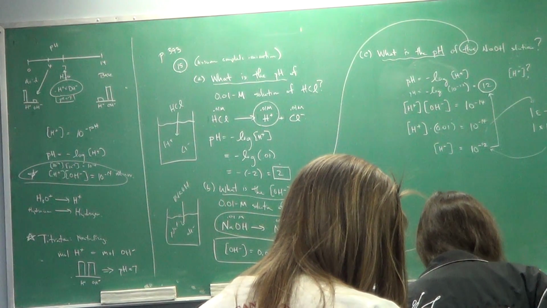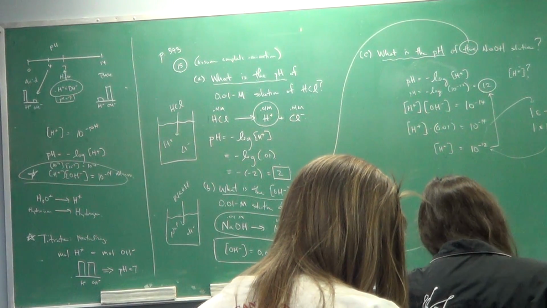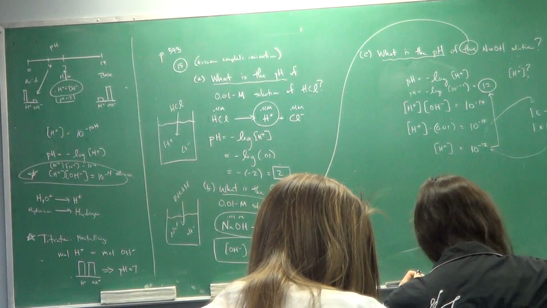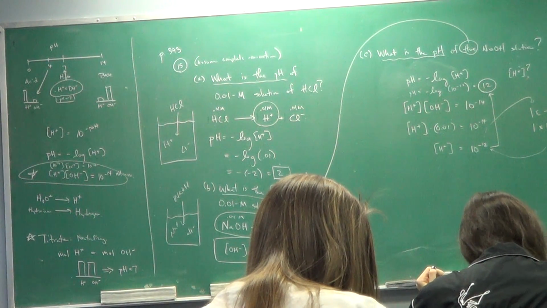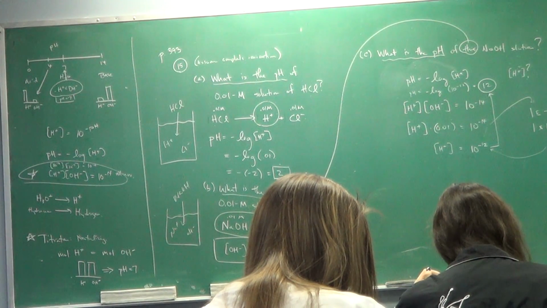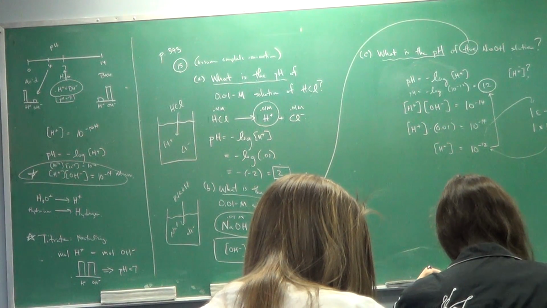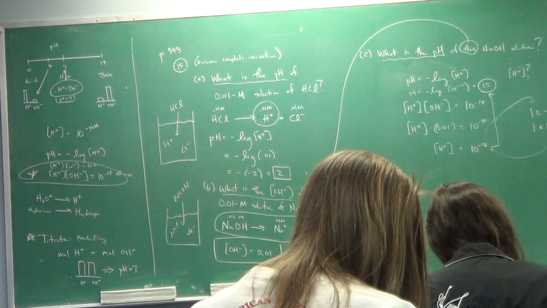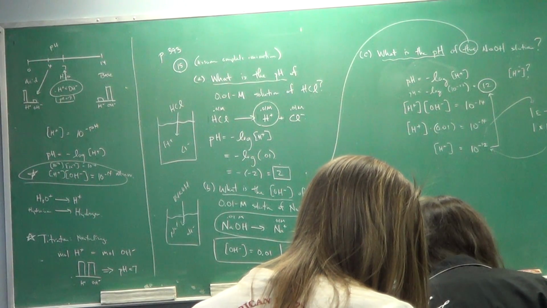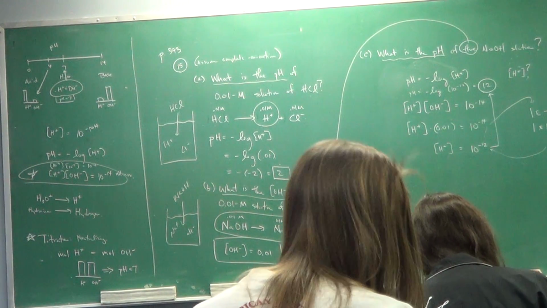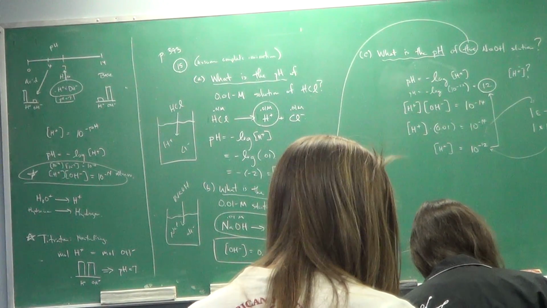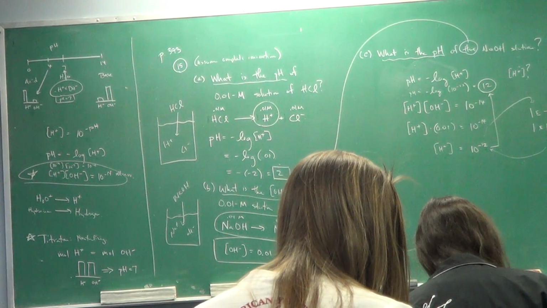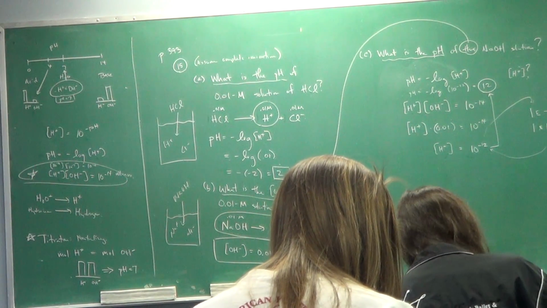So we can divide. If you take 1e negative 14 divided by 1e negative 4, you get 1e negative 10. In other words, the hydroxide ion concentration is 1 times 10 to the negative 10. Notice the hydrogen ion concentration is only a 1 divided by 4 tens, whereas the hydroxide ion concentration is a 1 divided by 10 tens.